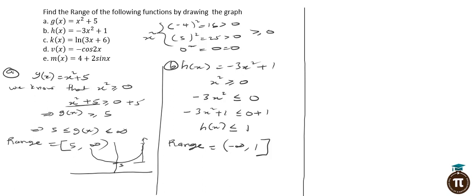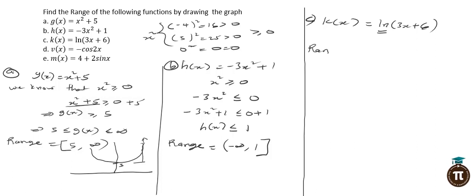Let's come to the third example. The third one says k of x to be equal to ln of 3x plus 6. Actually, a logarithm function also spans the whole set. Since it is a logarithm function, the range is basically the set of real numbers R. That is, the range spans from negative infinity to infinity. So let's confirm what I have written.